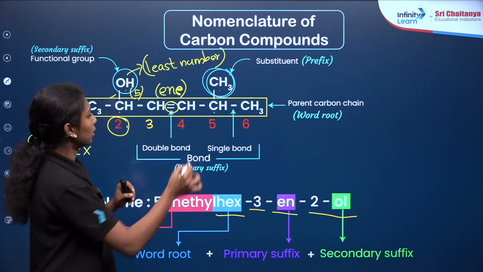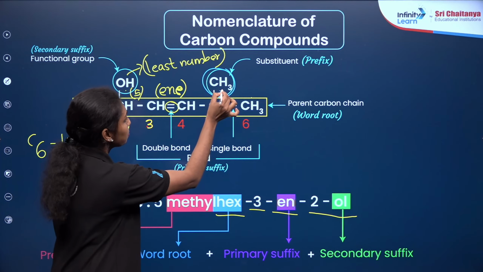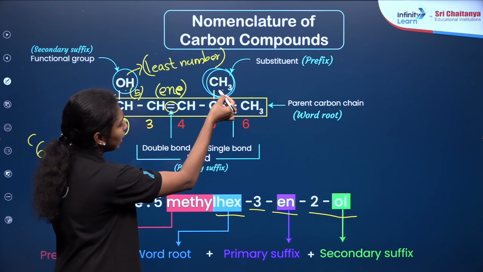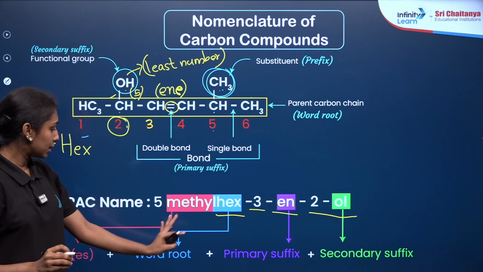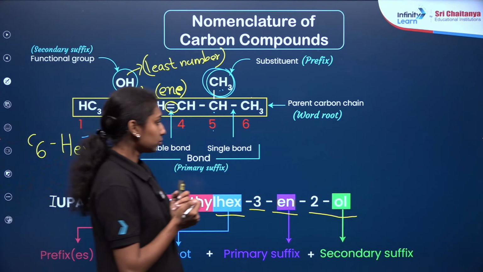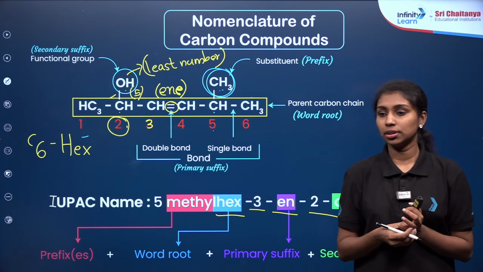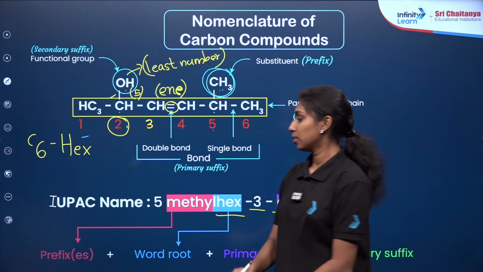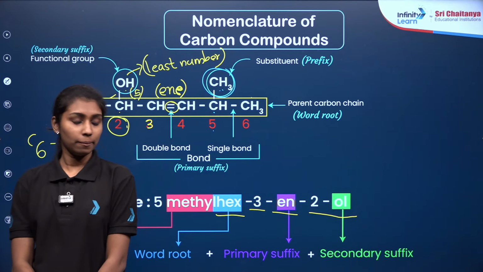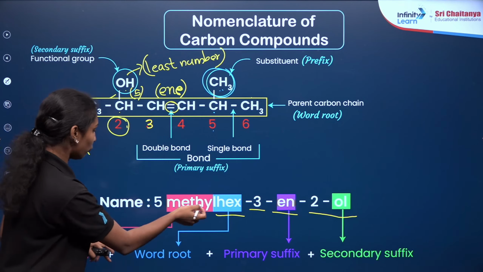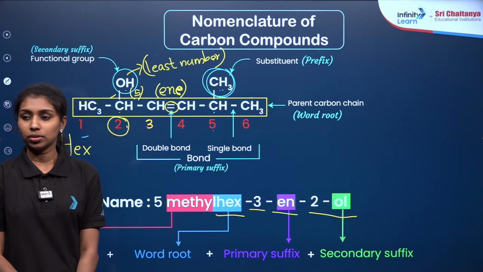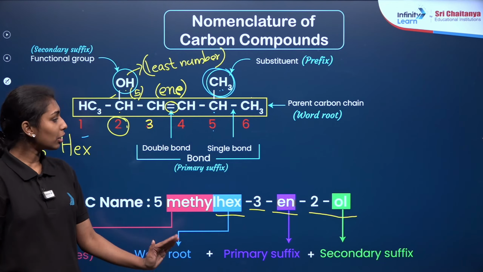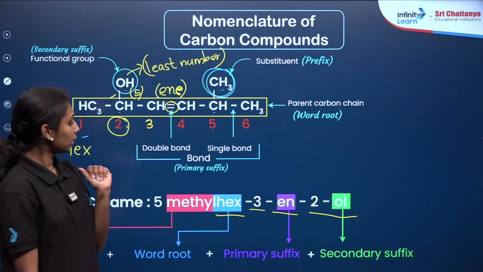According to the numbering of these compounds, this methyl group is attached to the 5th carbon. So the primary prefix will be 5-methyl. Is that clear? So what will be the final name of this compound?